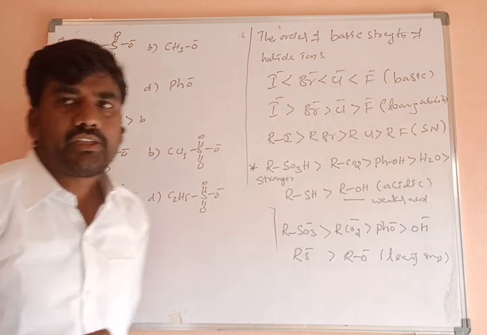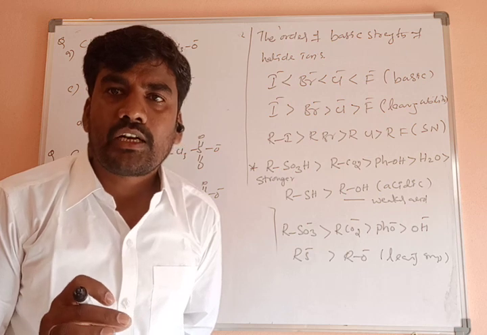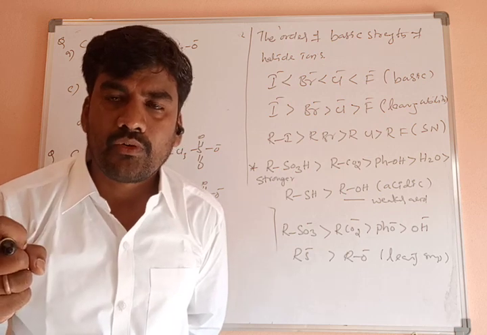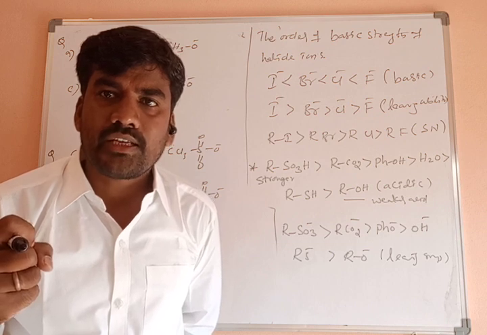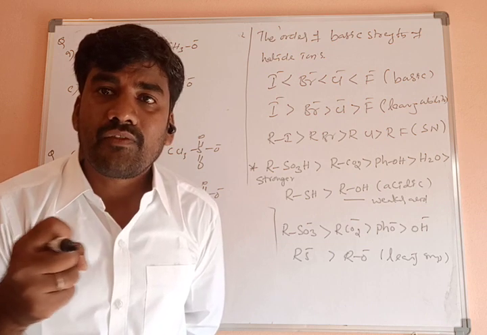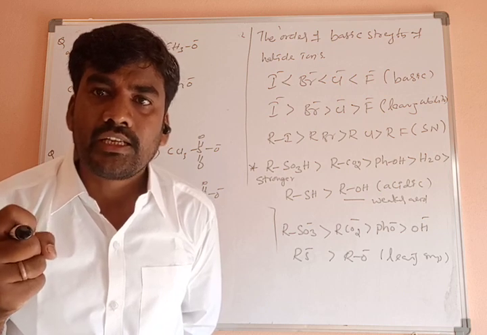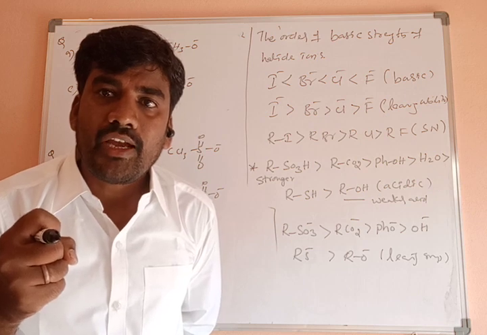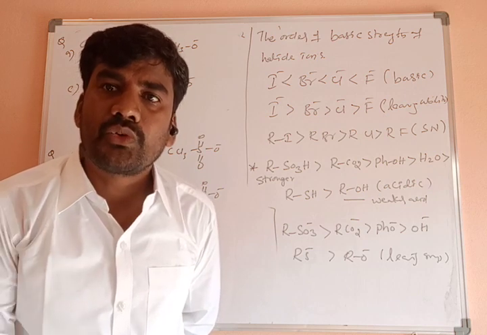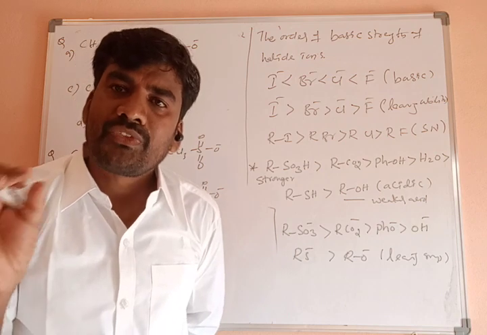Negatively charged groups, meaning anions, are stabilized by electron withdrawing groups. As the negative charge on the anion decreases, the stability of that anion increases. Stability of the anion increases means leaving ability also increases. Stability of the anion is directly proportional to the leaving ability.